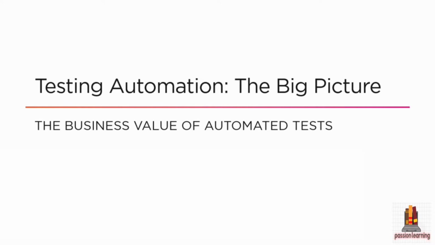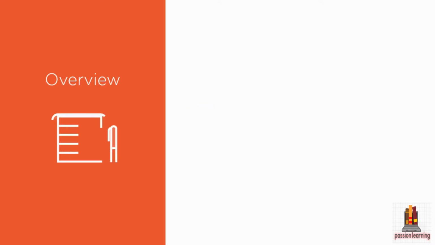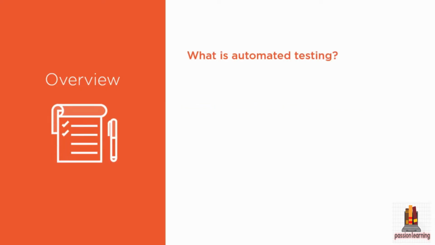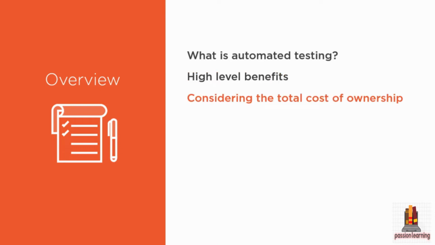In this first module, we're going to get an overview of what testing automation is and also the business value that it may bring. So in this first module, we're going to start off by looking at exactly what automated testing is. We'll then move on to discuss what the high-level benefits are of automated testing, before discussing the total cost of ownership of software.